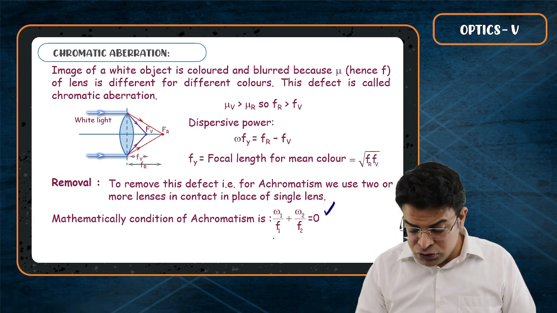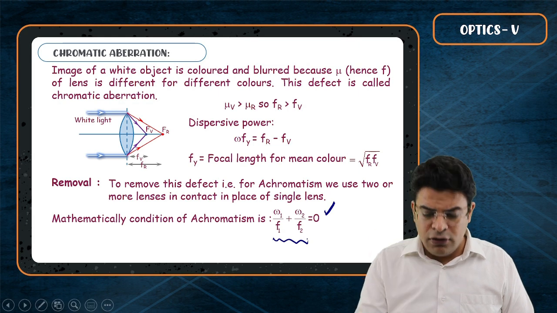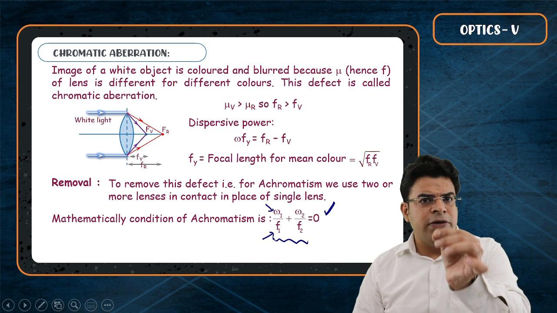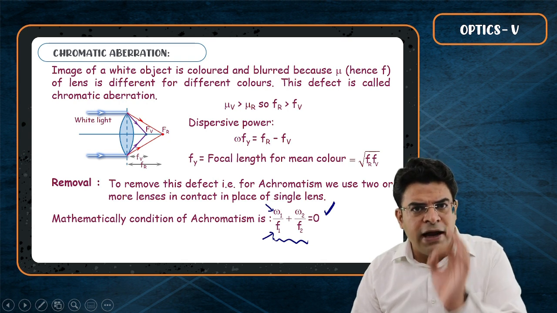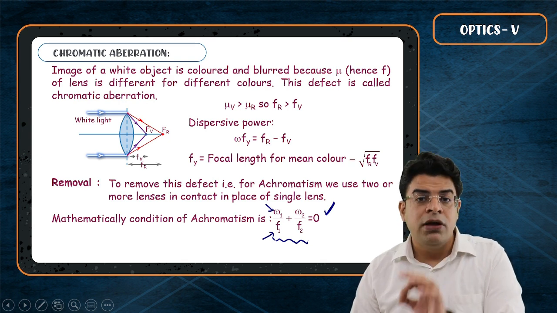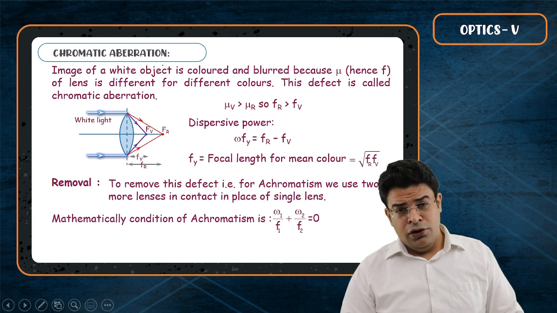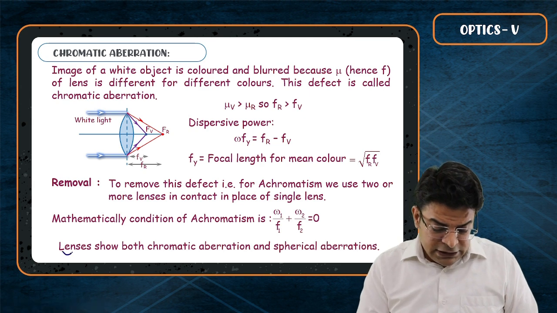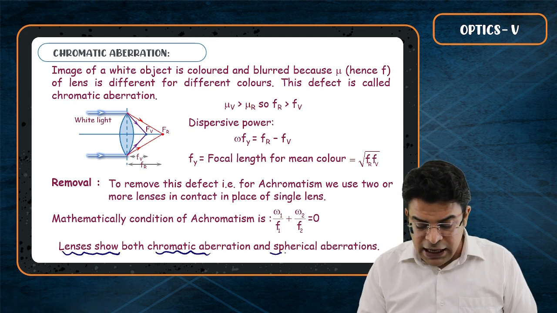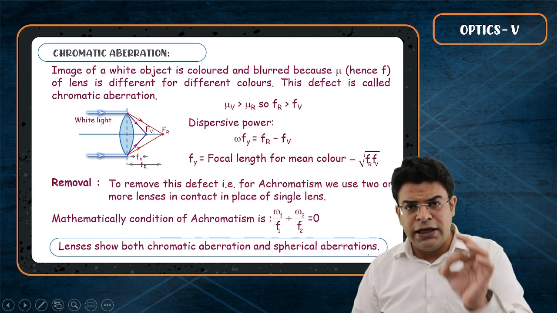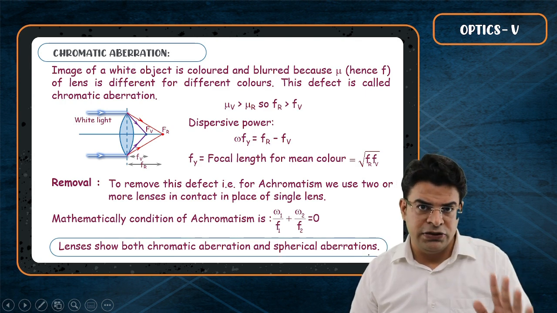If you choose two lenses with such value of dispersive power and mean focal length such that omega 1 by f1 plus omega 2 by f2 equals 0, then the final image formed by them will be free from chromatic aberrations. Do remember one last line. Lenses show both chromatic aberration as well as spherical aberration, while spherical mirrors show only and only spherical aberrations.